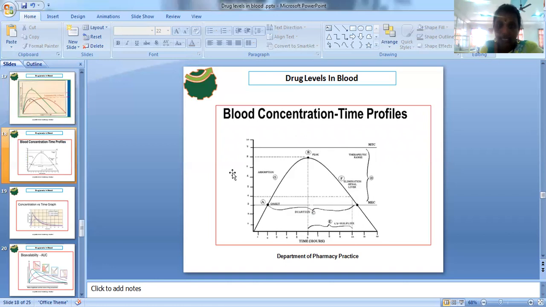Here, this is the ideal plasma concentration time profile, which shows 100% therapeutic action. If you see, Cmax is below the MSC, the maximum safe concentration, and above the MEC. The duration of action is also an optimum time, the absorption period is also good, and the elimination period is also good. The onset of action, the onset of time, everything will be under control.